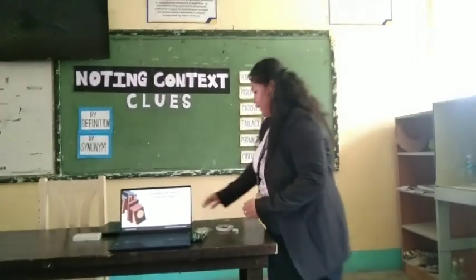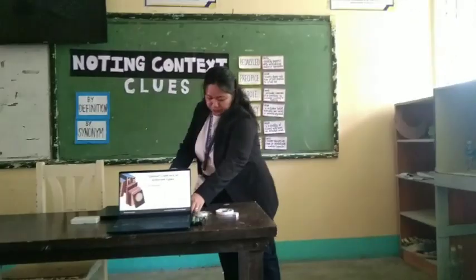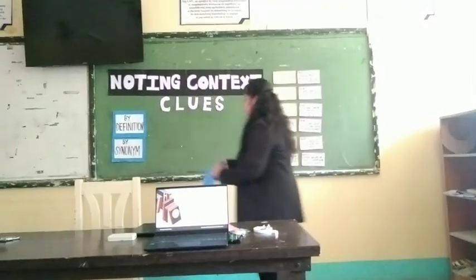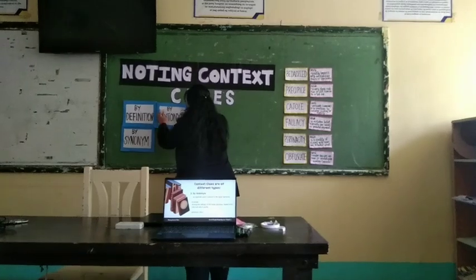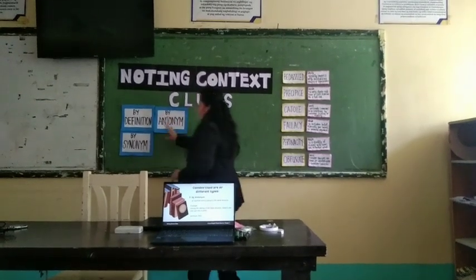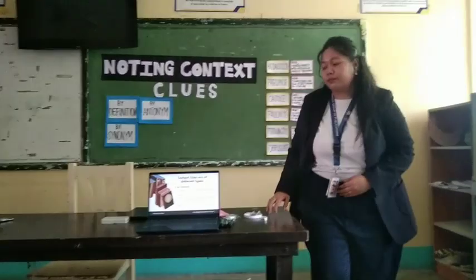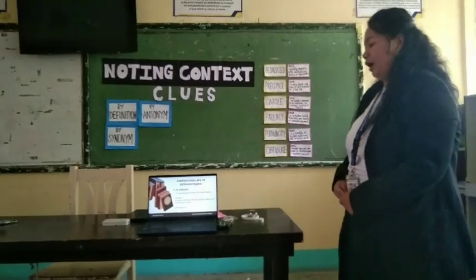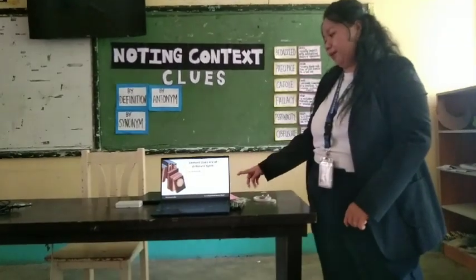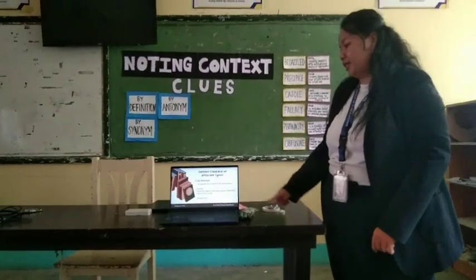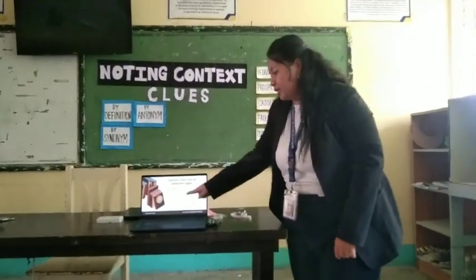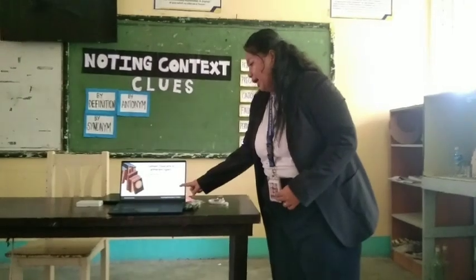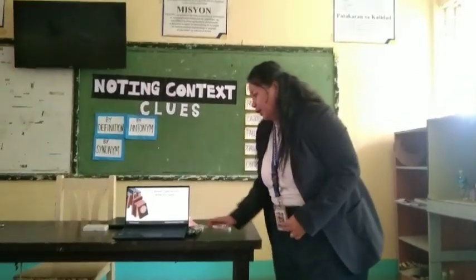Now, by antonym. Miss Labe, can you read? By antonym, an opposite word is placed in the same sentence. Example: among the siblings of thin body structure, Isabel is the only one who is sporty. So for this one, what is used by antonym? An opposite word is placed in the same sentence. For this example, among the siblings of thin body structure, Isabel is the only one who is sporty.